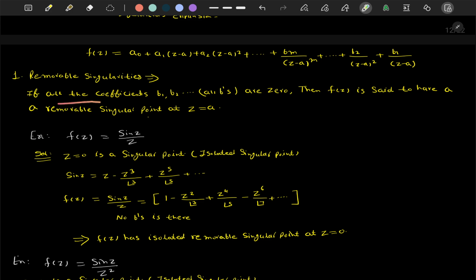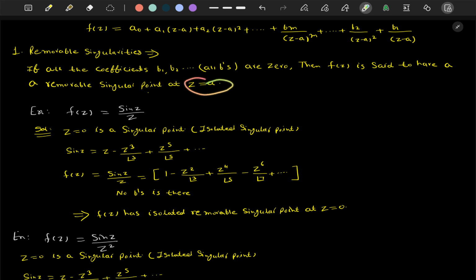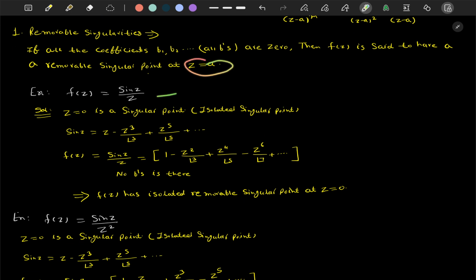Now if all the coefficients b1, b2 and all b's are 0, when will a removable singularity arise? When all b's are 0, then the function of z will have a removable singularity at z equal to a. Example, the function sin z upon z. When you expand it, you will get only a0, a1 terms, but you are not getting b1 terms. So the b's are 0, and you have only a removable singularity in sin z by z.